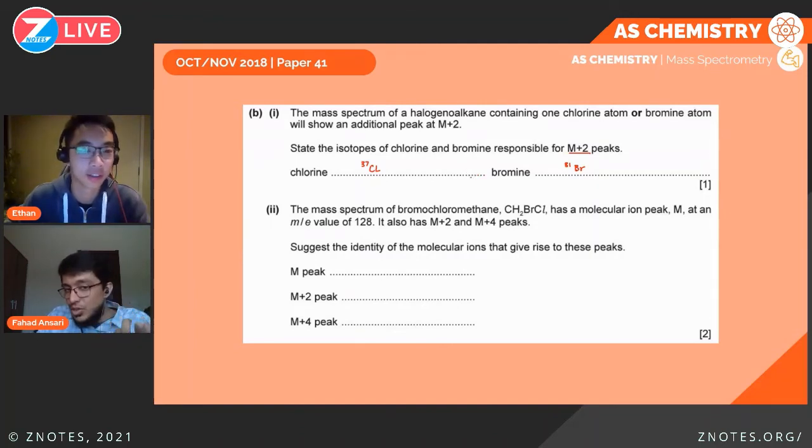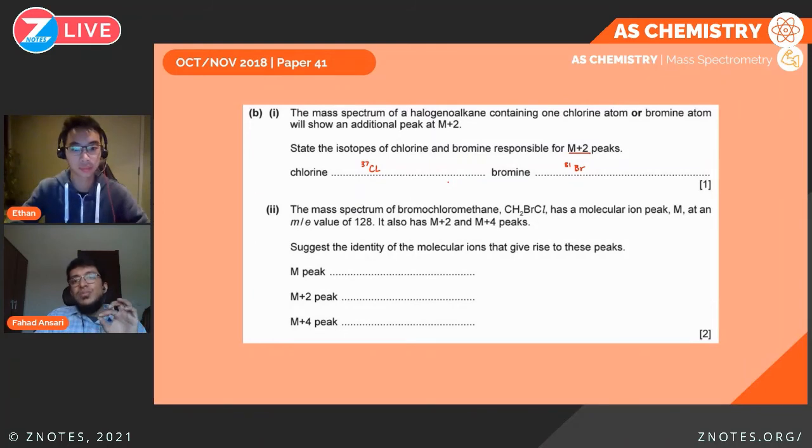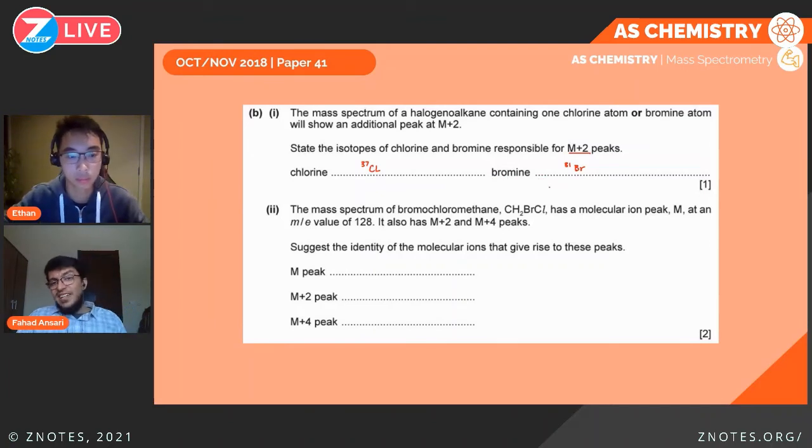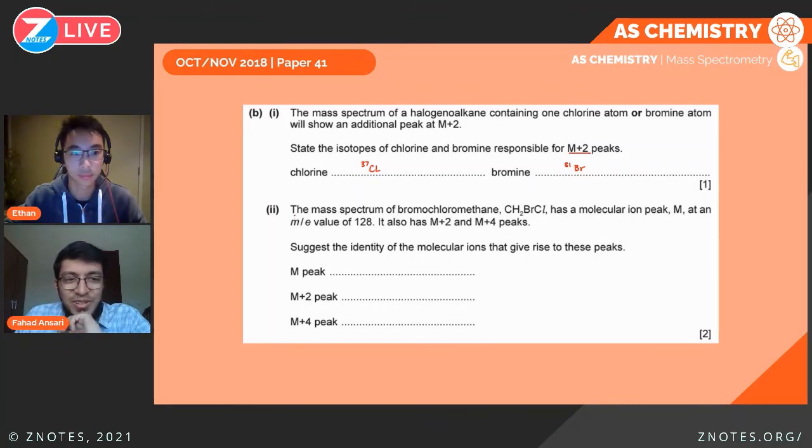You should also remember the relative abundances of these two isotopes, right? So for chlorine 35, that was 75%. For chlorine 37, it's 25%. For the two bromine isotopes, about 50% each, right? So, unfortunate reality, but you have to remember these things. That's the nature of chemistry, unfortunately. Anyway, let's go on to part 2.